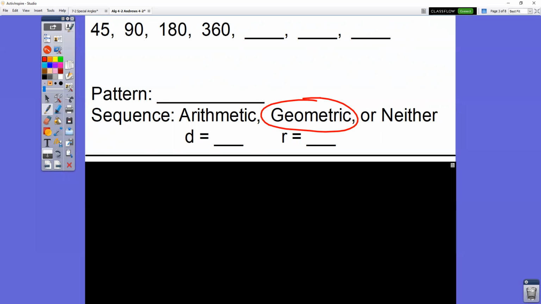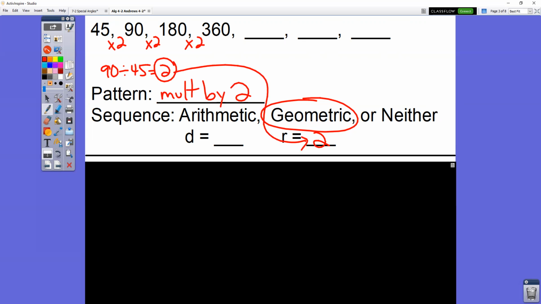How do I get from 45 to 90, from 90 to 180, from 180 to 360? Well, what you're doing each time is that you are multiplying by 2. So 2 would be your common ratio. So we are multiplying by 2 each time. If you couldn't figure out that you're multiplying by 2, remember the little trick. You can divide going backwards. If you type into your calculator 90 divided by 45, that will give you 2, which is your ratio.